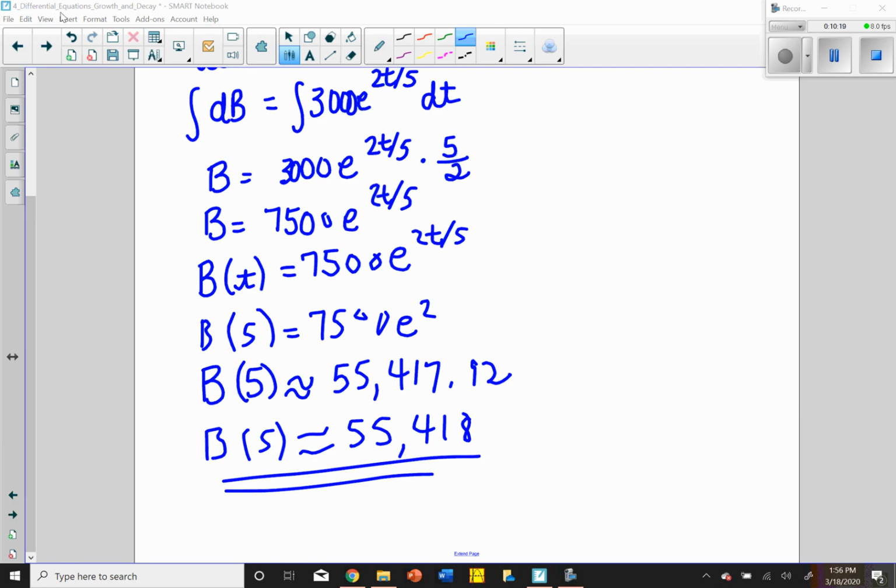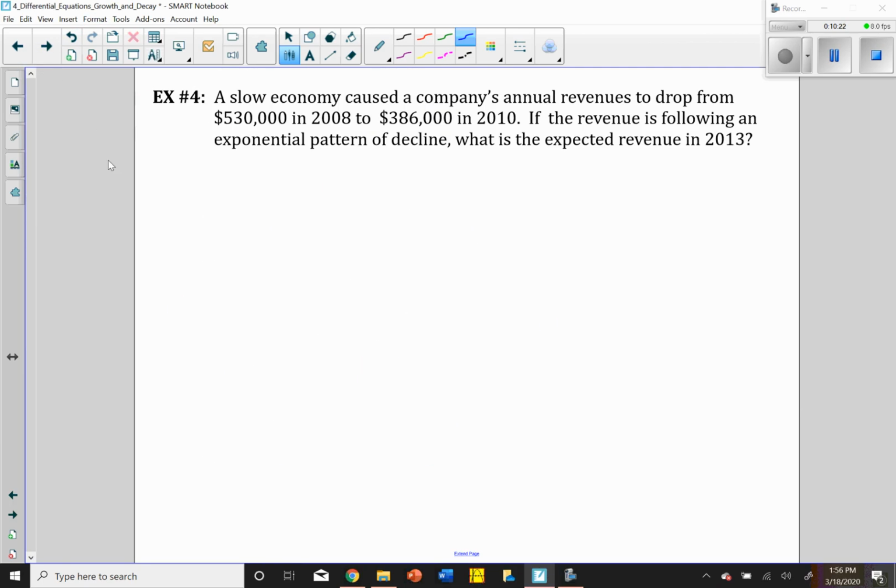Okay, moving on to example 4. A slow economy caused a company's annual revenues to drop from $530,000 in 2008 to $386,000 in 2010. If the revenue is following an exponential pattern of decline, what's the expected revenue in 2013? So first we need a model, and we know that this is being modeled by exponential decay. Y is C e to the kt.